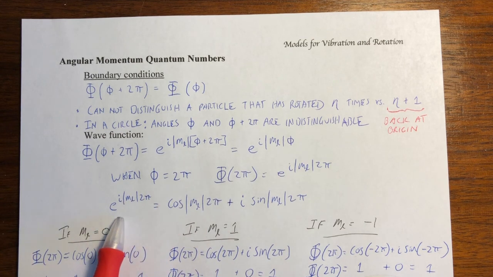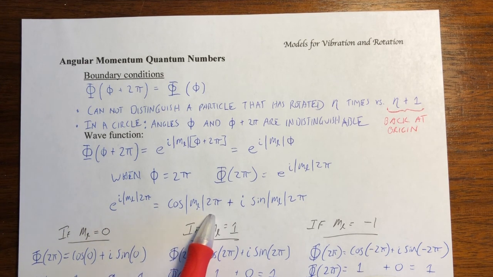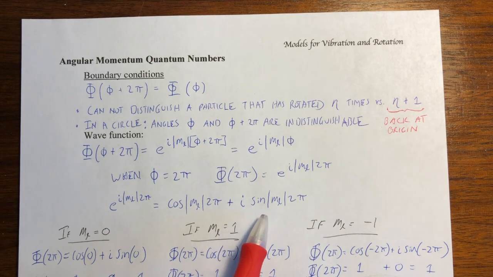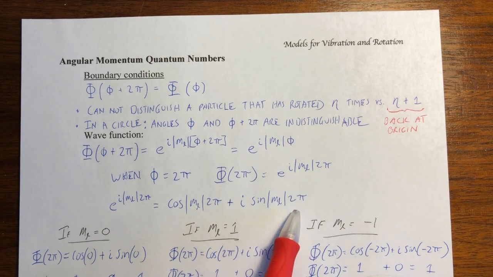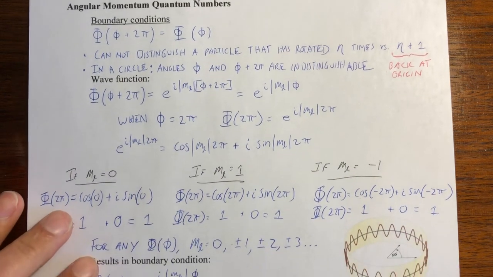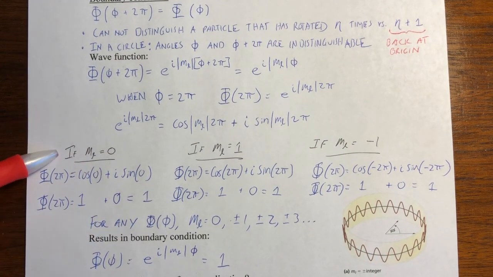And using the Euler relation, we can expand that exponential form to the trigonometric form, setting it equal to cosine of m sub l times 2 pi plus i times sine of m sub l times 2 pi. So we know from our discussion of quantum numbers that m sub l can go from anywhere from negative L to positive L. So m sub l can have a number of integer values. So let's say that m sub l is equal to 0.